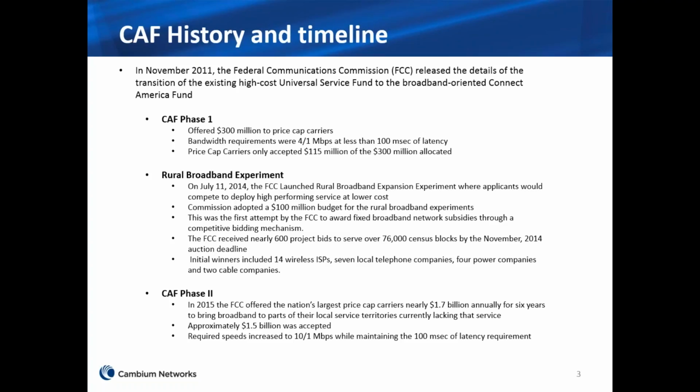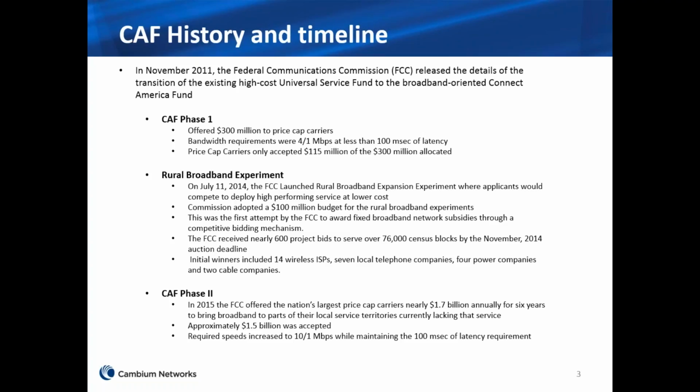And Ted will talk about this more at length, but we believe a lot of the lessons learned from the Rural Broadband Experiment and a lot of the processes that the FCC established with this are going to be utilized in the reverse bidding process. Through the Rural Broadband Experiment, the FCC received nearly 600 project bids to serve 76,000 census blocks. They picked 40 projects. Initial winners included wireless WISPs, local telephone companies, power companies, and cable companies.